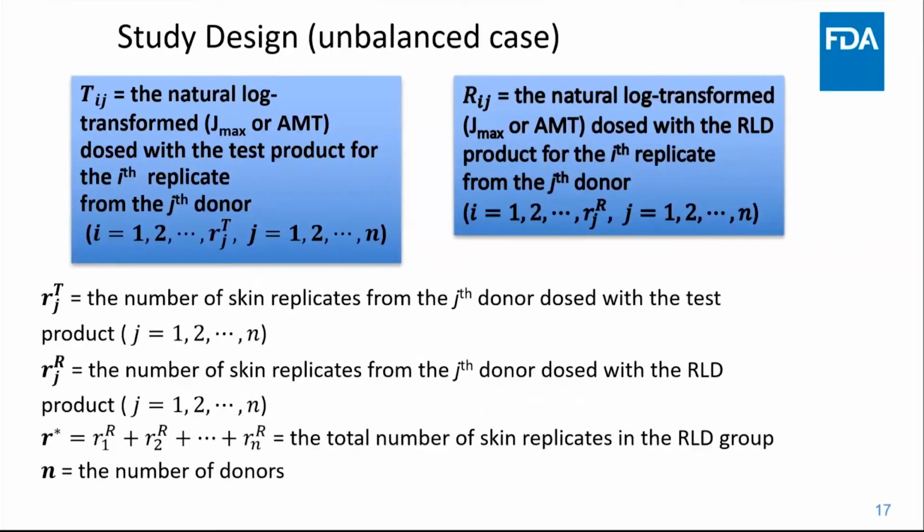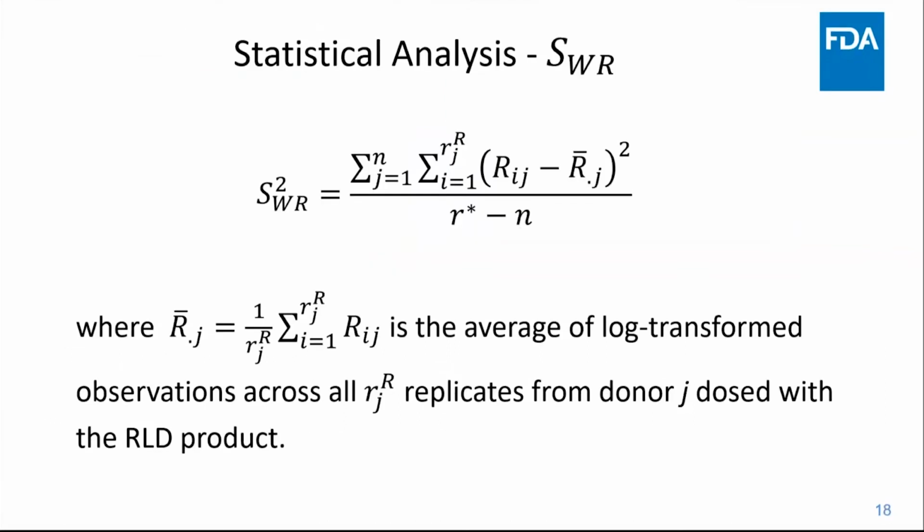In the unbalanced data case, we have one observation, T_ij, being the natural log transform Jmax or AMP, dosed with a test product for the ith replicate from the jth donor, and similarly R_ij from the reference distribution. Here, what is different is that we do not have the same number of replicates per donor per treatment, and we consider this value R star, which is the sum of the replicates, the total number of replicate skin sections that we have for the reference distribution. We are going to use this value R star to evaluate the within reference variability, as we see here.